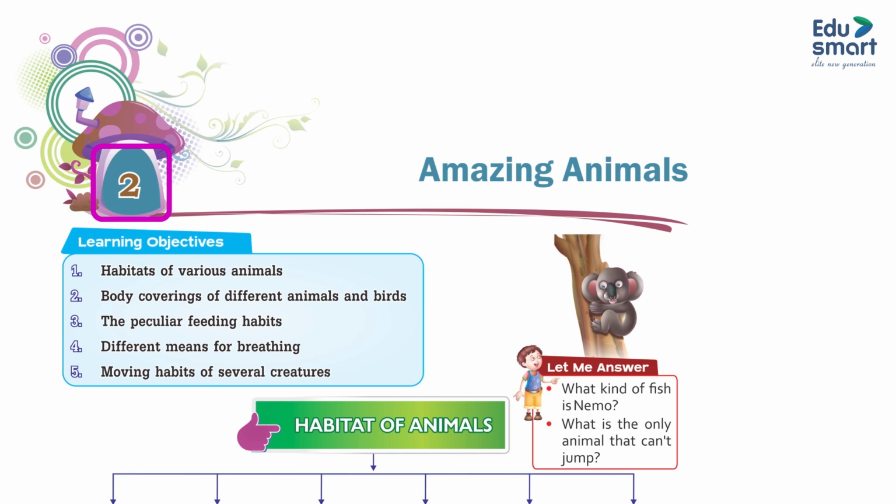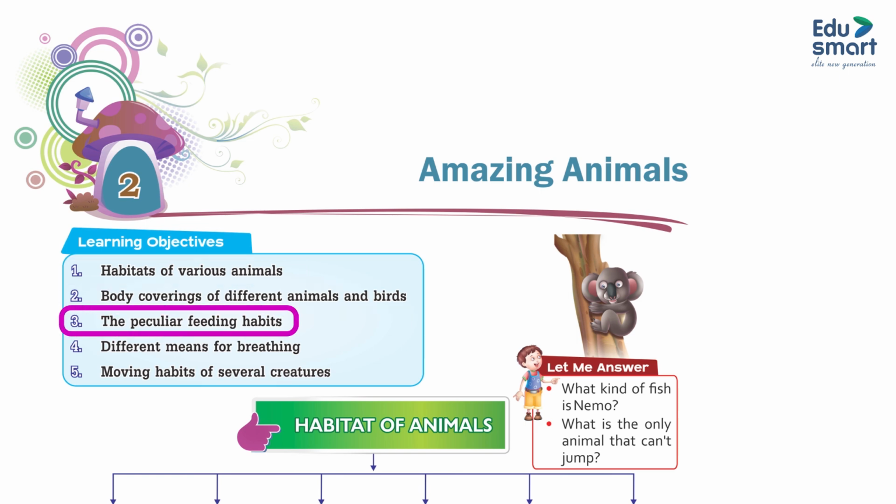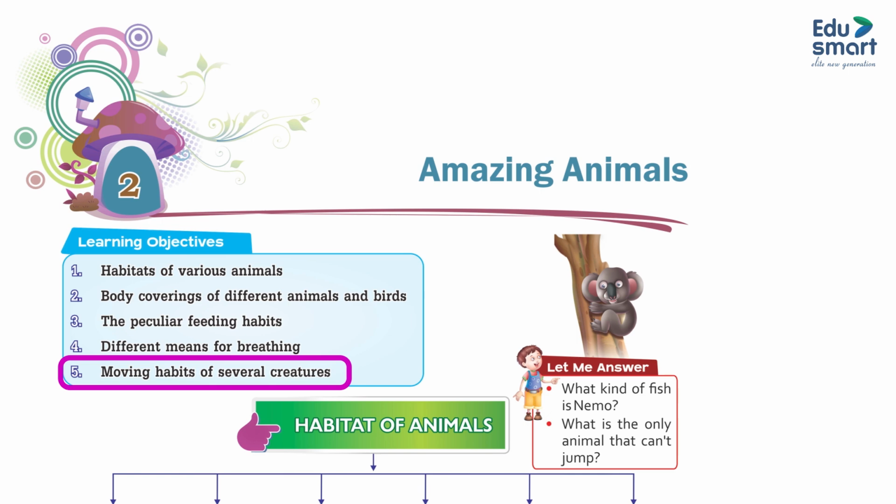Chapter 2: Amazing Animals. Learning Objectives: 1. Habitats of various animals. 2. Body covering of different animals and birds. 3. The peculiar feeding habits. 4. Different means of breathing. 5. Moving habits of several creatures.